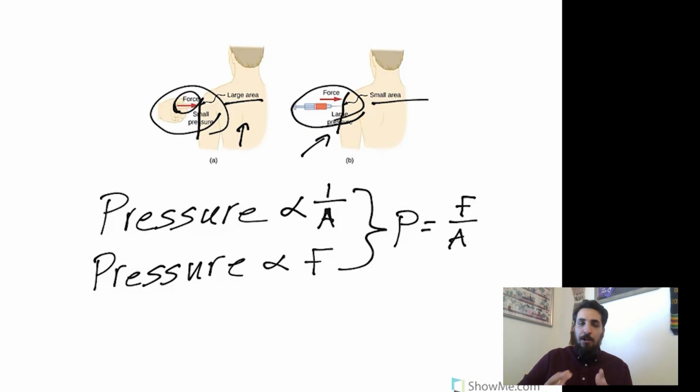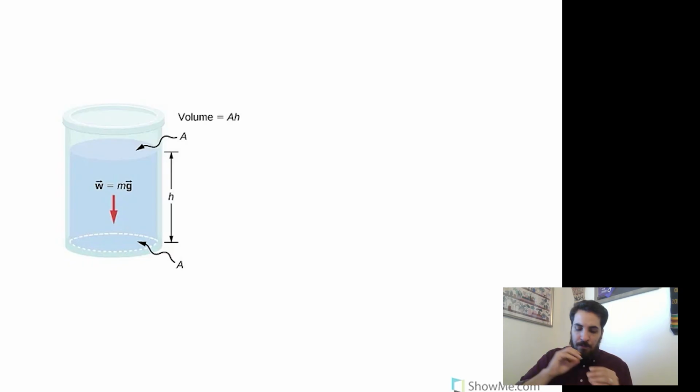So we have this idea of pressure. What is pressure? Pressure is a description of an interaction between or acting on a surface. And pressure is related to how much force we apply on that surface. And it's also related to the area of contact on our surface.